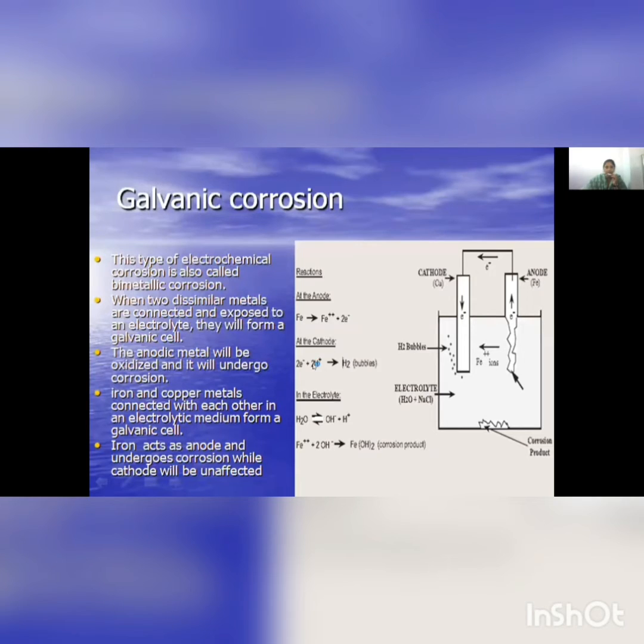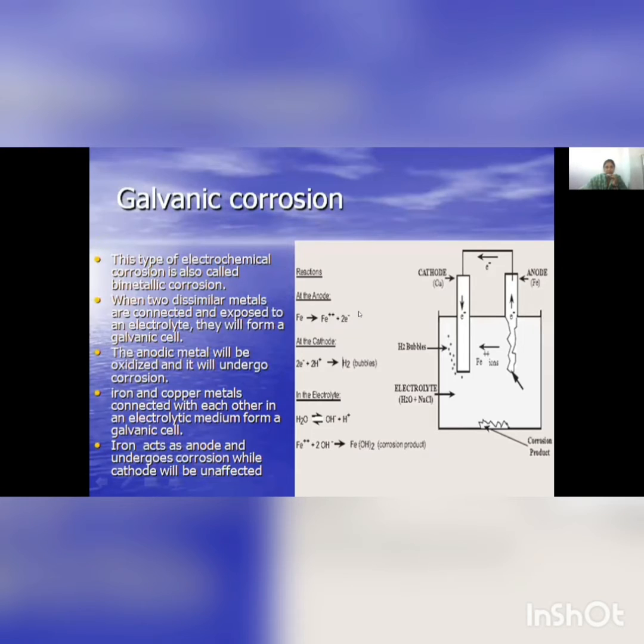So what about galvanic corrosion? This type of electrochemical corrosion is also called bimetallic corrosion. When two dissimilar metals are in contact and exposed to an electrolyte, they will form a galvanic cell. Here the anodic metal will be oxidized and it will undergo corrosion.